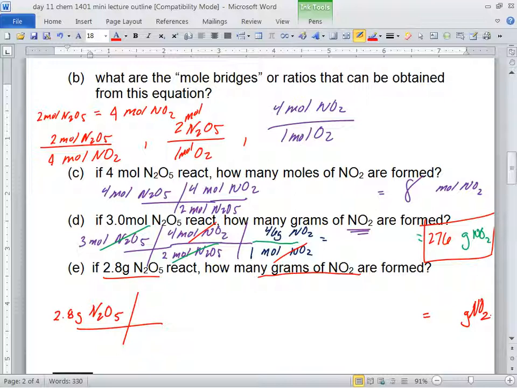So if you wanted to see the whole story here, sometimes that helps me. I put in all the units with no numbers. So she's right. You got to convert to moles first. So it would look like this. And then we got to get it into moles of this dinitrogen dioxide. Get it into the moles of the nitrogen dioxide. So that means mole bridge.